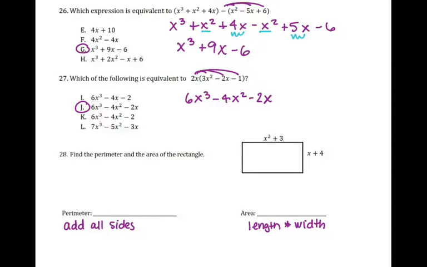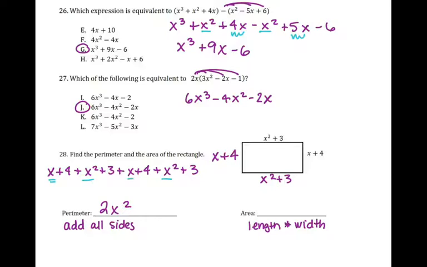Since I want to add all my sides together, I'm going to rewrite all of my sides. I have 2 out of the 4 sides. I have x plus 4 on one side, go straight across, that's also x plus 4. X squared plus 3, go straight across, and that's also x squared plus 3. So to find the perimeter, I want to add all those sides together. So x plus 4 plus x squared plus 3 plus x plus 4 plus another x squared plus 3. And then I can combine all of my like terms. So x squared plus x squared is 2x squared.